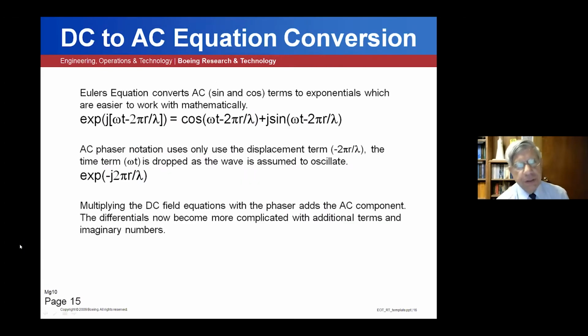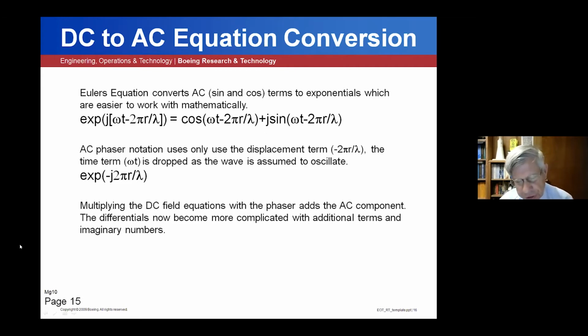Now, to convert from DC to AC, there are other ways. I happen to use Euler's formula, where all the sine and cosine terms are converted to exponentials, which are a lot easier to integrate and differentiate. Euler's formula up there, you can take the sine and the cosine and get an exponential.